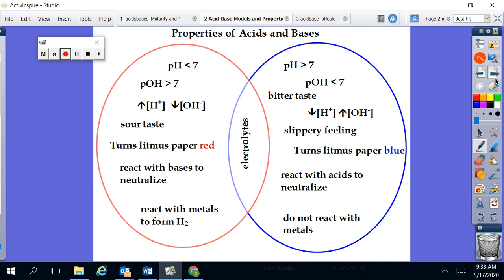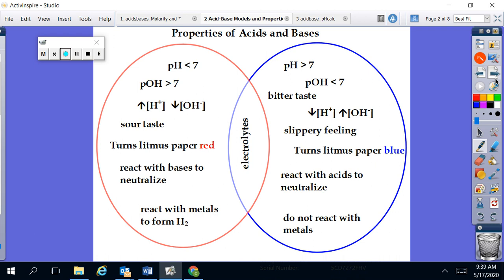So the first thing we're going to do is, you may want to pause this video once I'm finished talking, and you need to copy this Venn diagram into your notes to know the different properties of acids and bases. Okay, obviously the pink circle is acids and the blue circle is bases. That's usually the colors we use to represent them.